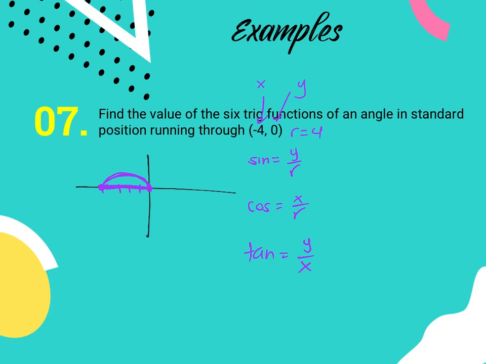So what is y over r? What's the y? 0. What's the r? 4. What's 0 over 4? 0. Cosine is x over r. The x was negative 4, the r is 4, so negative 1. The tangent is the y, which is 0, over the negative 4, which is 0.